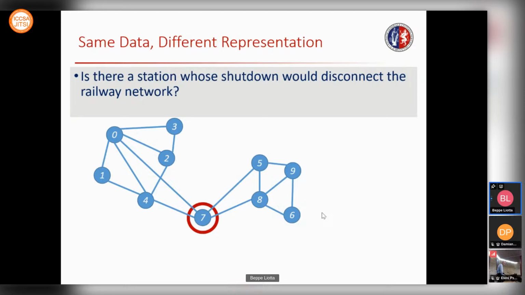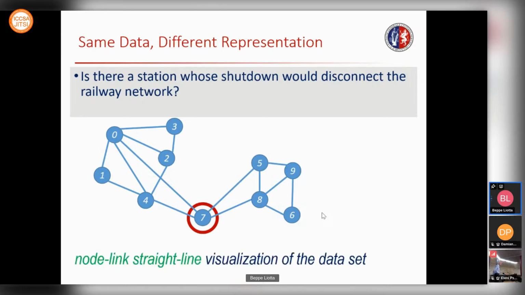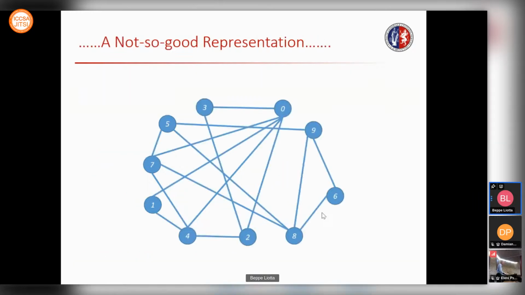Okay, so this is a node-link straight-line visualization of the relational data set that we've seen before. Now, you may say, okay, so node-link visualization is a good thing. Not always. Let's consider the same question, but a different visualization of the same data set. In this visualization, it's very hard to understand that 7 is the critical cut vertex, as we say, technically speaking.